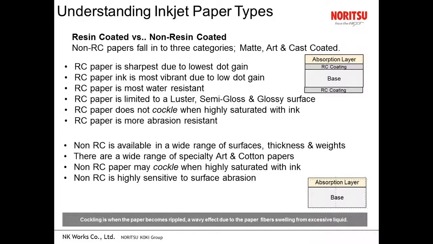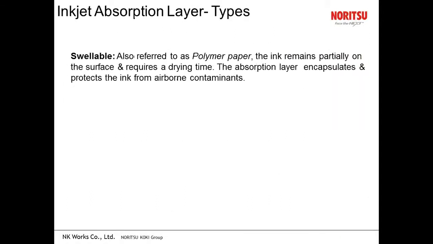That is why non-RC paper is not ideal for making duplex prints, because the second pass may have some cockling, and then the paper may strike the head in the second pass. So we want to use an RC paper when we're doing duplex printing. Non-RC paper is highly sensitive to surface abrasion as well. And when I mean abrasion, I don't necessarily mean a scratch, although that can definitely be an abrasion, but just when prints rub together, they make a little bit of a surface mark.